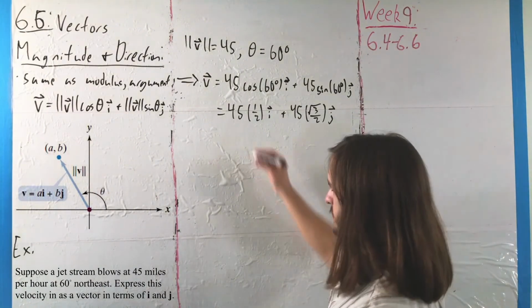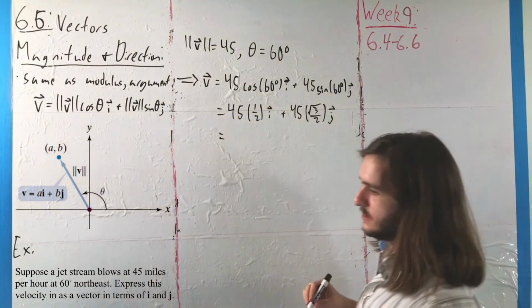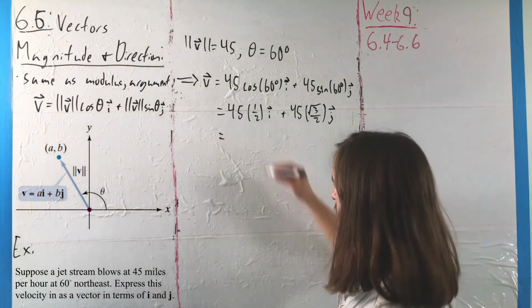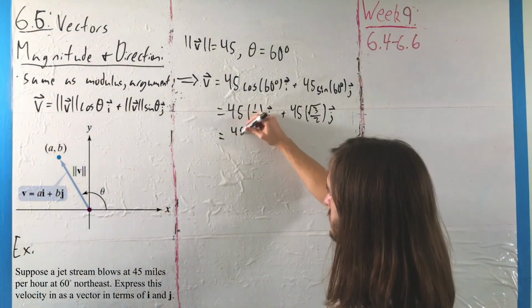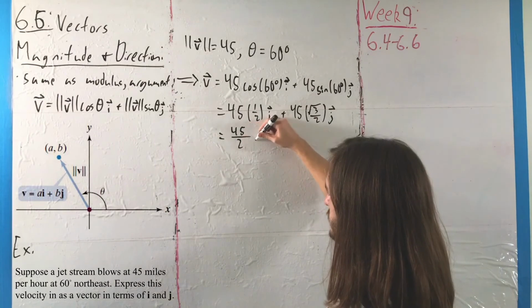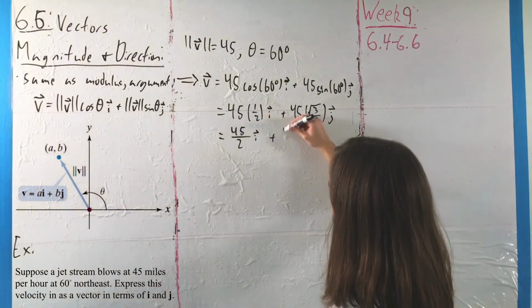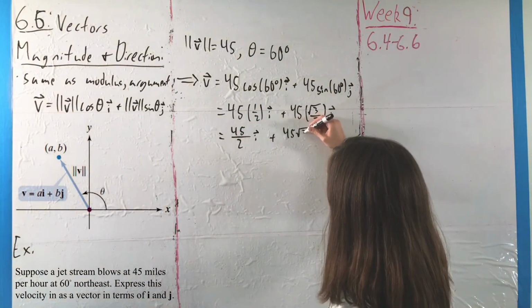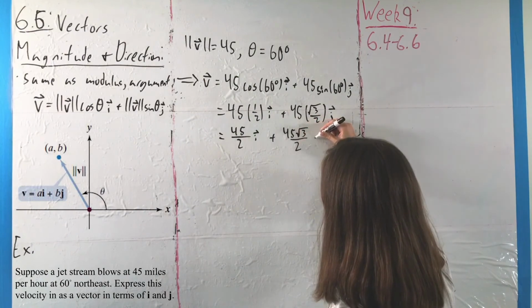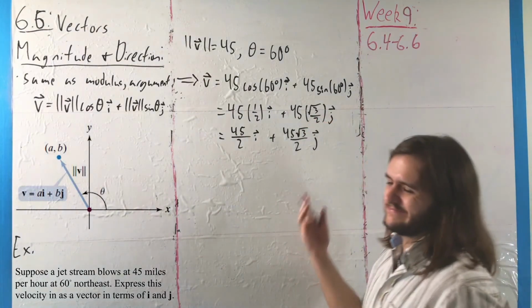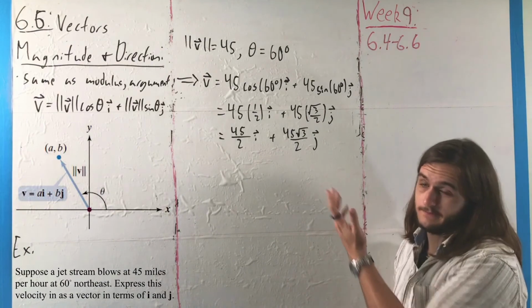There's not a whole lot you can do with these because 45 doesn't get divided by 2 very nicely. Best we can do, if we want to be exact, is 45 over 2 i plus 45 root 3 over 2 j. Better than nothing, but it's not that much of an improvement from what we had.